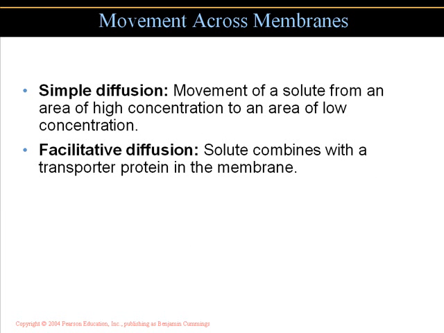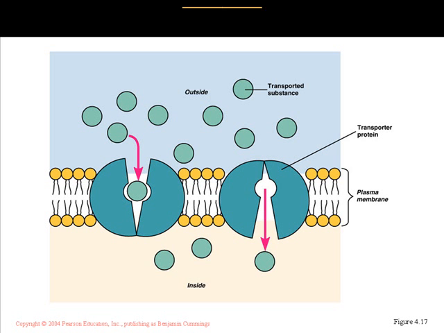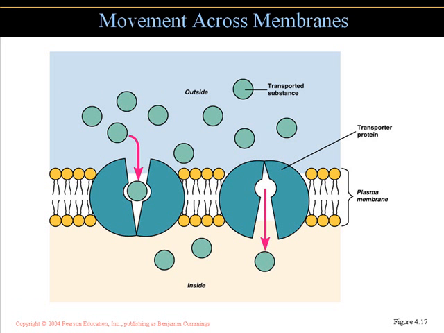Simple diffusion, again, the term you should already be familiar with, is the movement of solute from an area of high concentration to an area of low concentration. And then facilitated diffusion, where solute combines with a transporter protein, so the protein actually facilitates the passage of the solute in the membrane. Movement across the cell membrane, again, this is review for most of you from A&P 1. Movement of substances across the cell membrane can be facilitated by the use of a protein channel, which allows the substances in, as you can see, as it enters into the channel and is then released inside the cell.